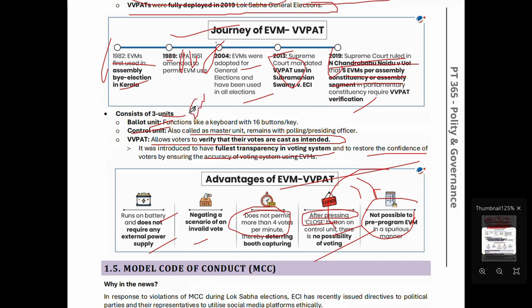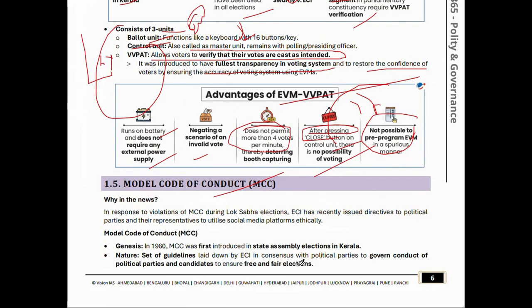Now, recently, the Model Code of Conduct. Why in the news? Because recently, during the Lok Sabha election, the Election Commission issued a directive to political parties and their representatives to use social media platforms ethically. News is not important. Just focus on the Model Code of Conduct. What is the Model Code of Conduct? It was first introduced in 1960 in the state assembly election in Kerala.